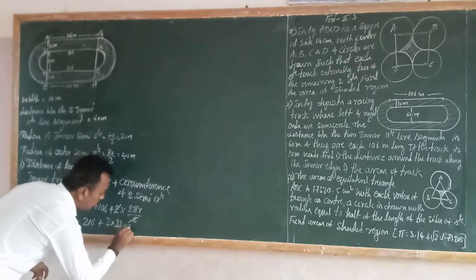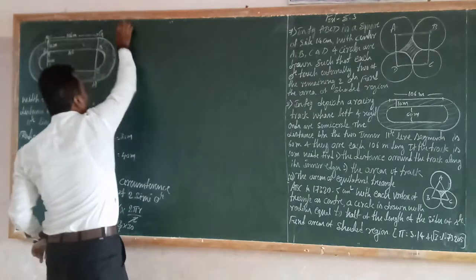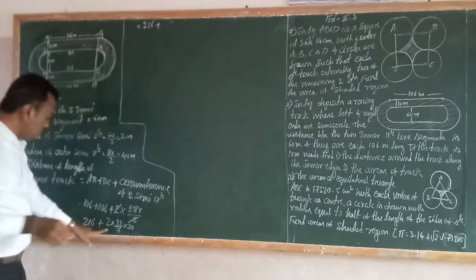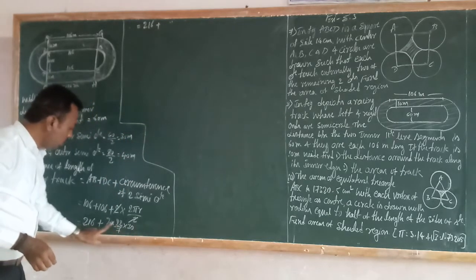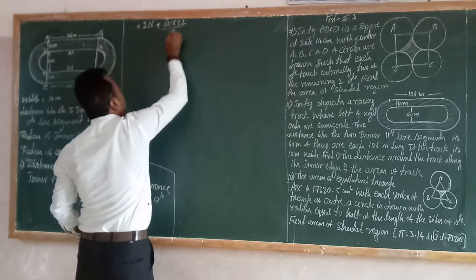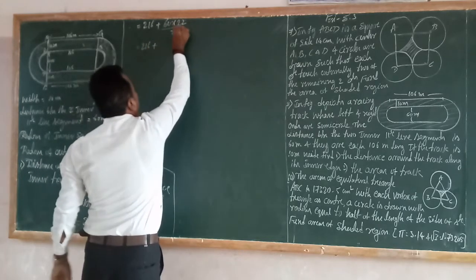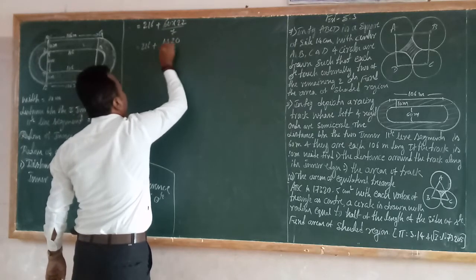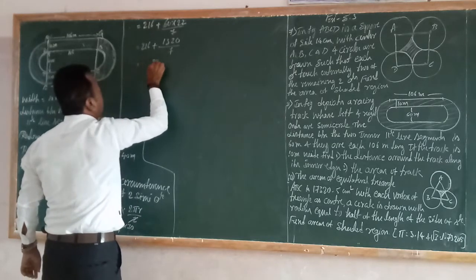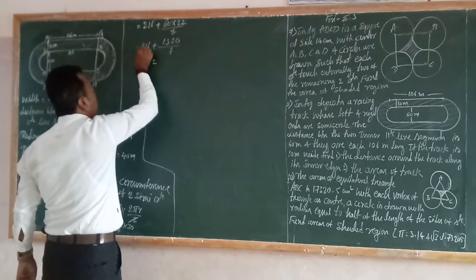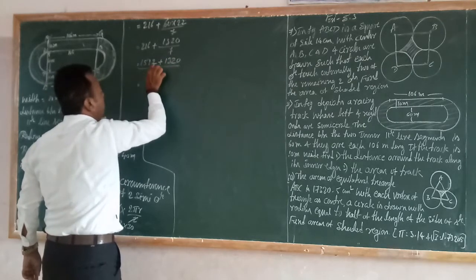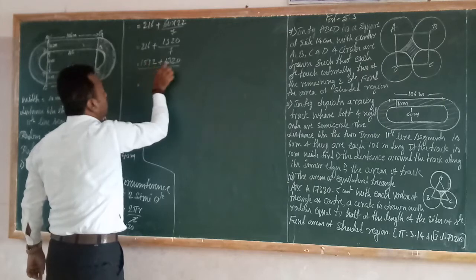Now equal to 106 plus 106 plus 2 into 22 by 7 into 30. 22 into 2 into 30 is 1320. Divided by 7, so 1320 by 7. So 212 plus 1320 by 7, which gives 2804 by 7, as we add.